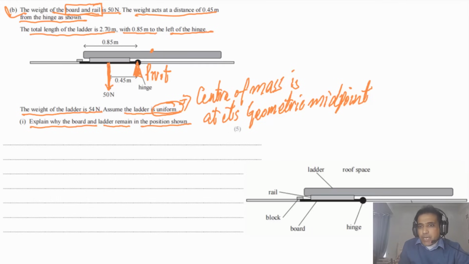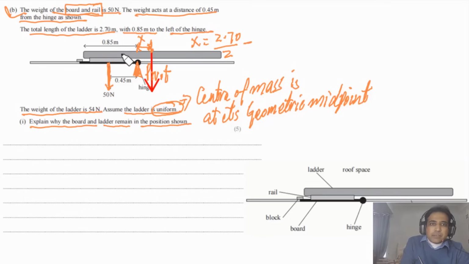So if we draw the arrow here, there is moment due to the weight of the ladder. And this distance we need to find out: the distance between the center of mass of the ladder and the pivot. Let's say this distance is x, so x will be equal to 2.70 divided by 2 minus this distance. This is 0.85, and 2.70 divided by 2 means we got this midpoint.